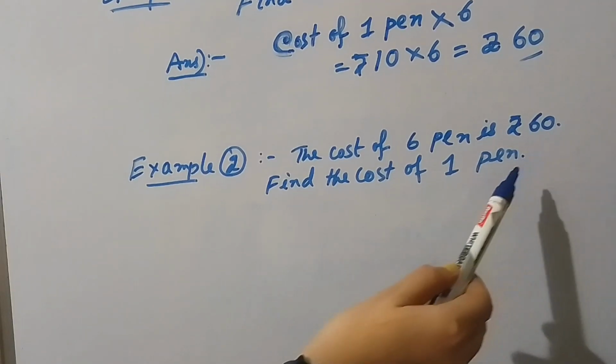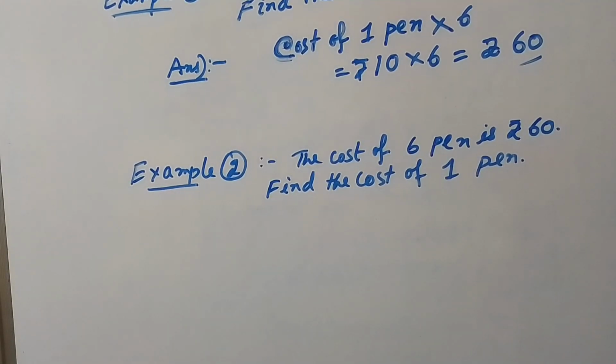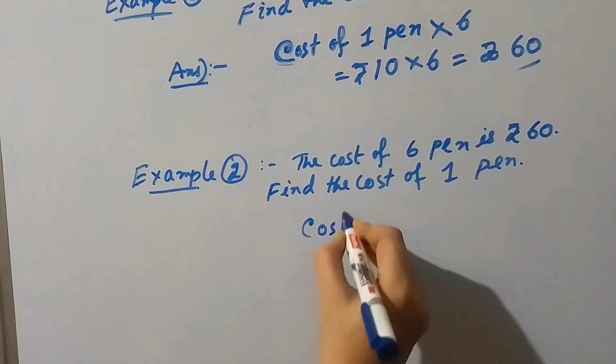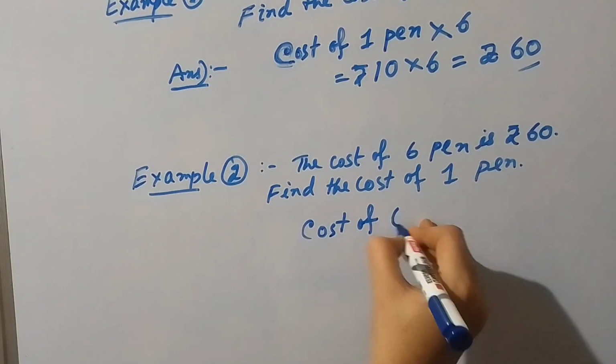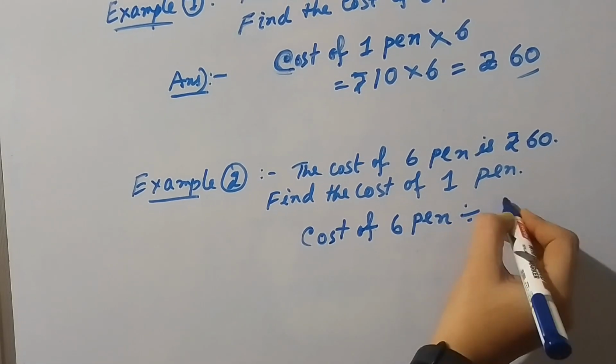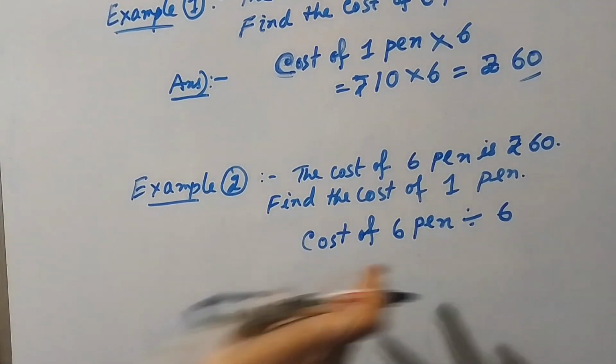In my next sum, the cost of 6 pens is rupees 60 and we have to find out the cost of 1 pen. Means just the opposite of the previous sum. Obviously, the cost of 1 pen will be less than the cost of 6 pens. So here we have to divide rupees 60 by 6 and the answer will be rupees 10.